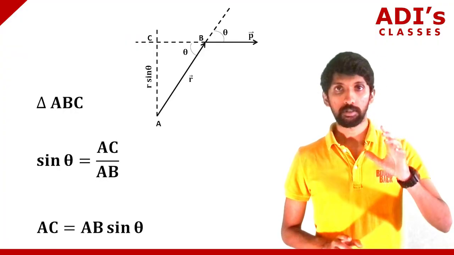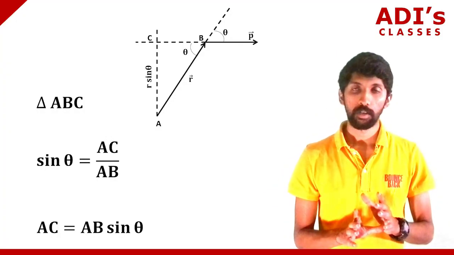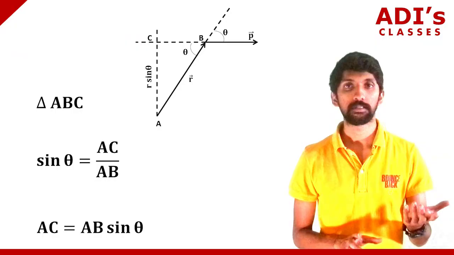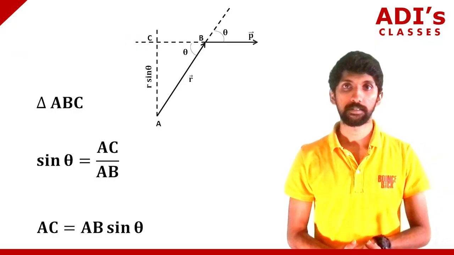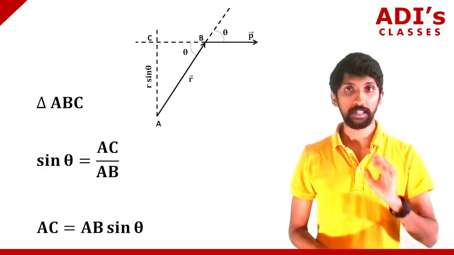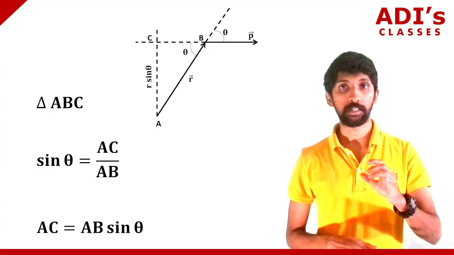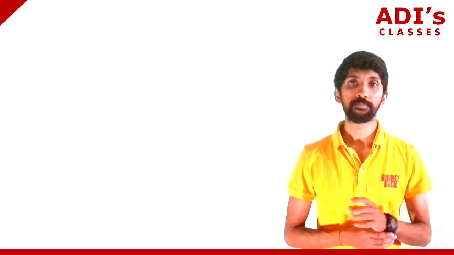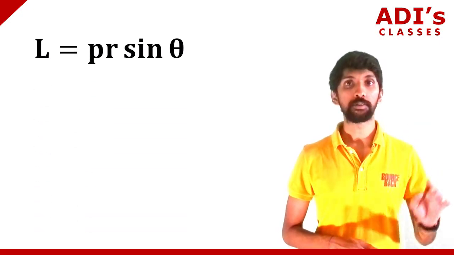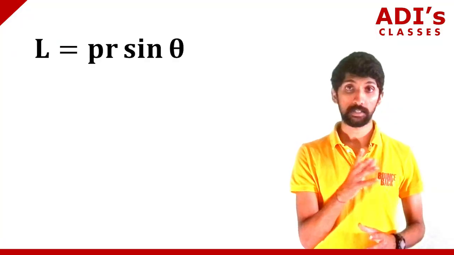So why are we doing this? Because the angular momentum is about the axis it rotates, correct? So how do we get to know the distance? That's basically the sine component, right? So what we get is AC, which is R sine theta. So the angular momentum L is equal to P into R sine theta.